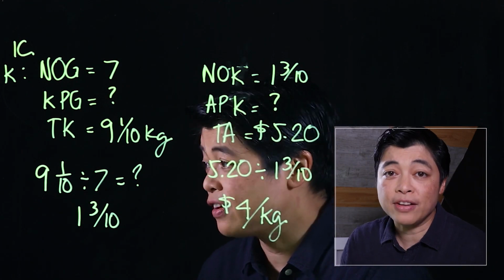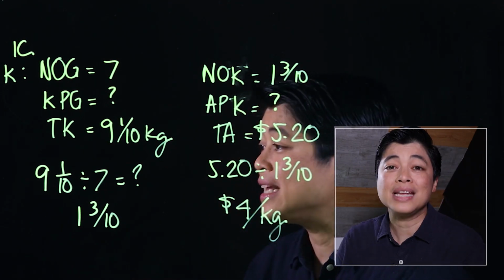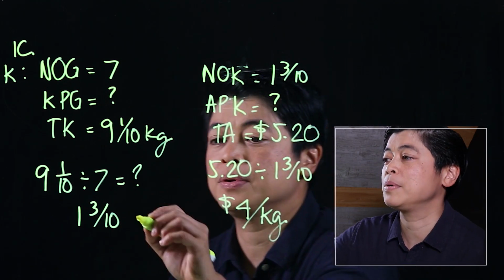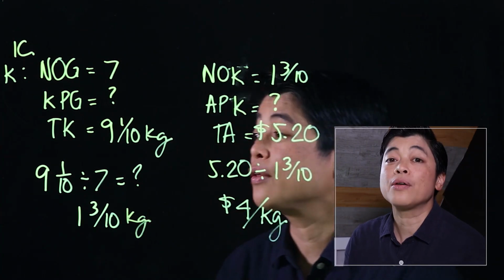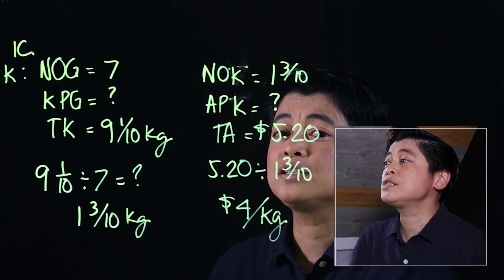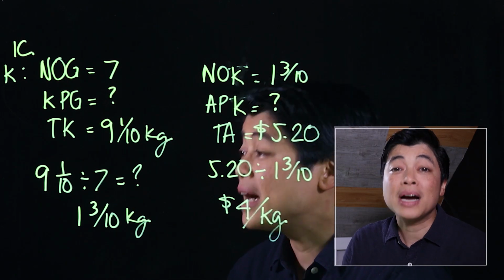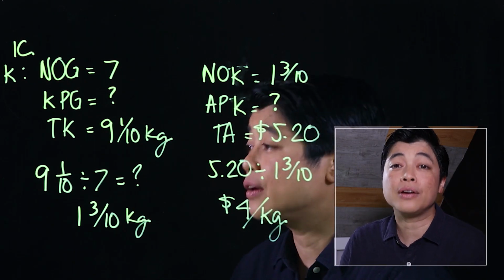Kasim puts it in 7 bags, which means each bag has 1 3/10 kilograms. Now that one bag that has 1 3/10 kilograms is sold for $5.20. So the question is, how much did he sell per kilogram?